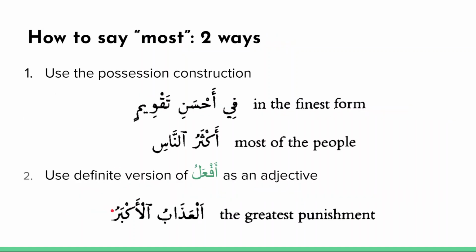Now let's shift gears, going from comparative to superlative. Now we want to say he's the most something, or she's the most something. So there's two ways to do this in Arabic. The first is to use the possession construction.